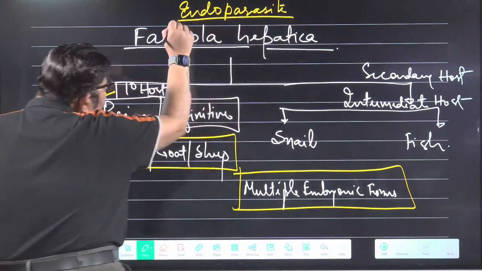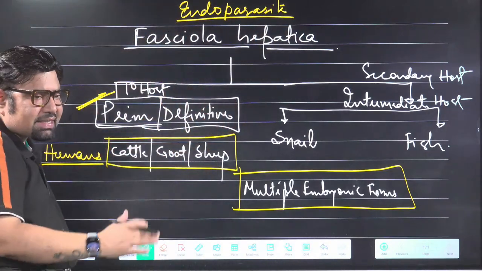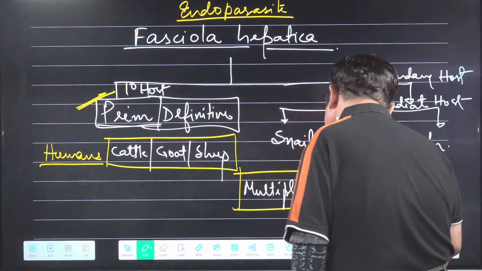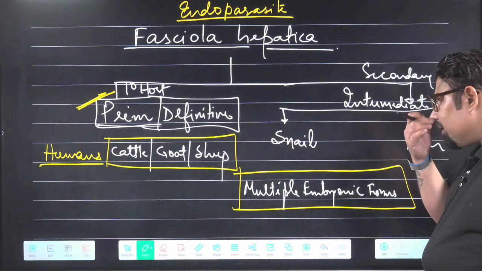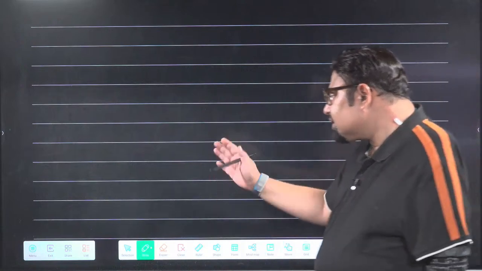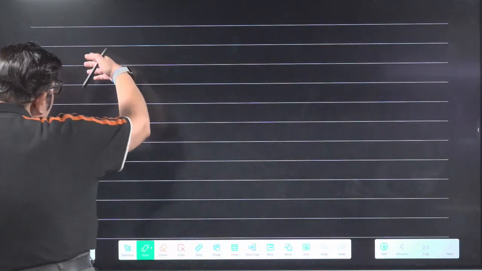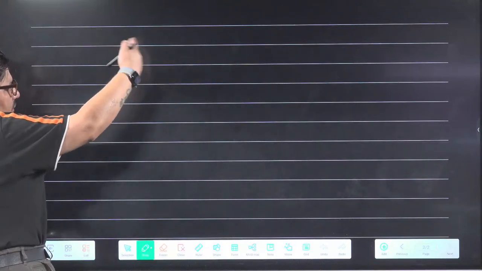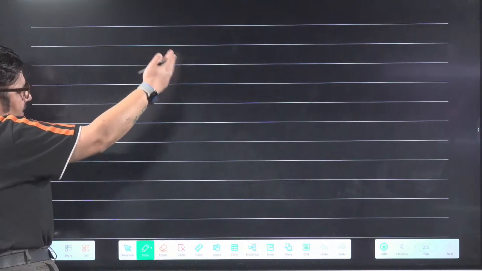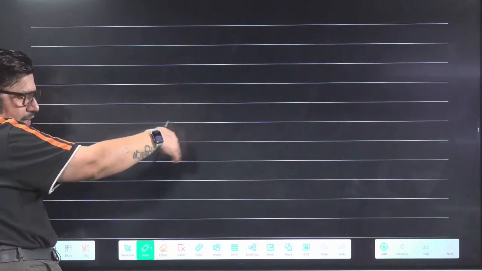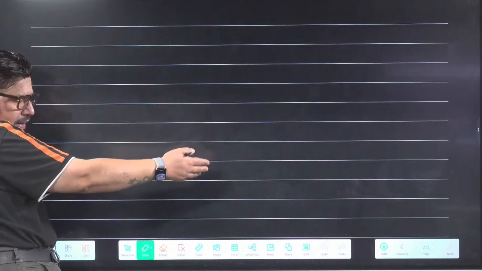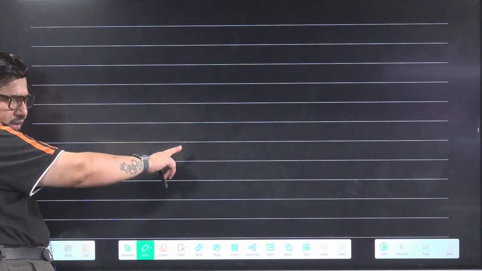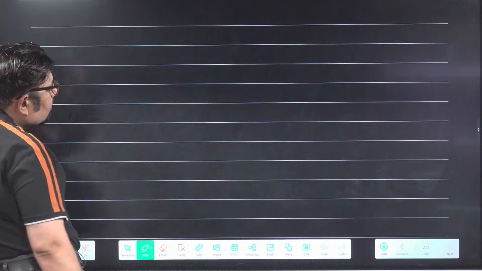I am refraining myself from using certain terms, at least you can remember this much and you are done. Okay. I told you about the other features. These are endoparasites. Most of the members are endoparasites in different animals, including humans. Humans are accidental hosts. Accidental means by chance humans can also become the primary host. Otherwise, other animals, it is parasitizing not only Fasciola but others also.